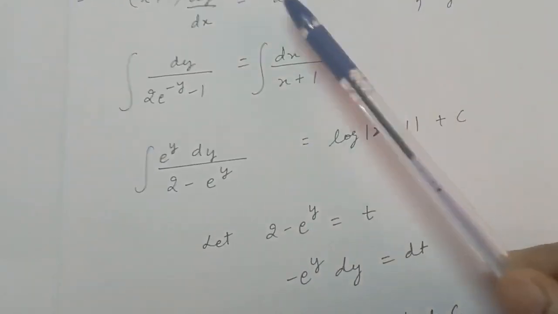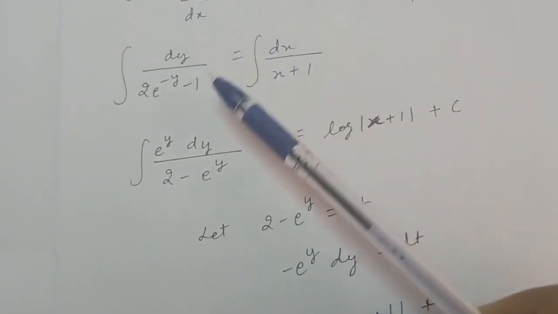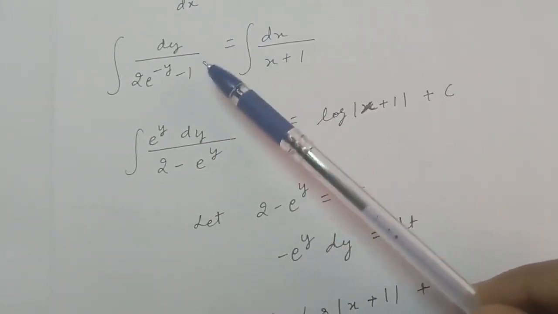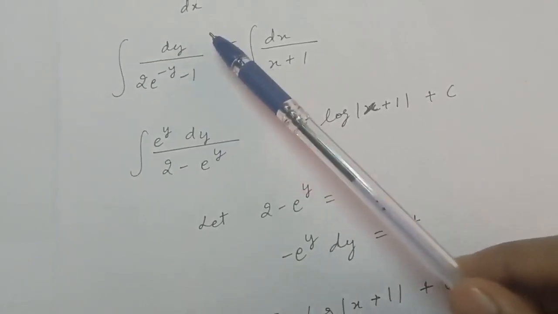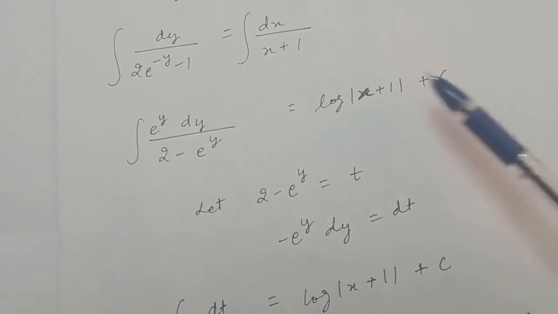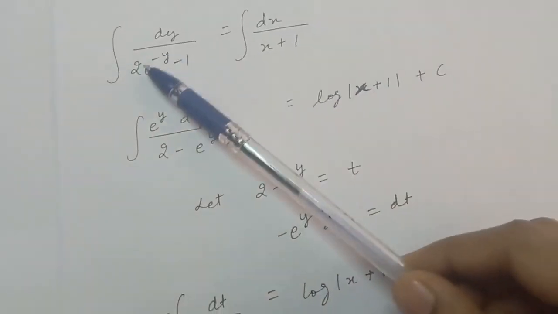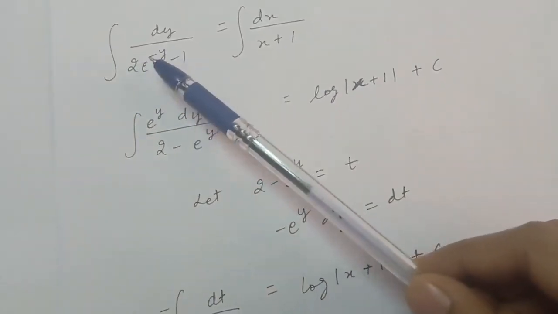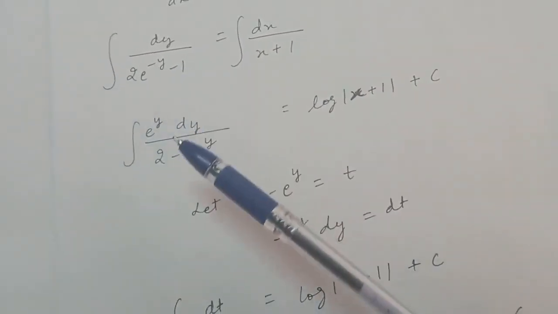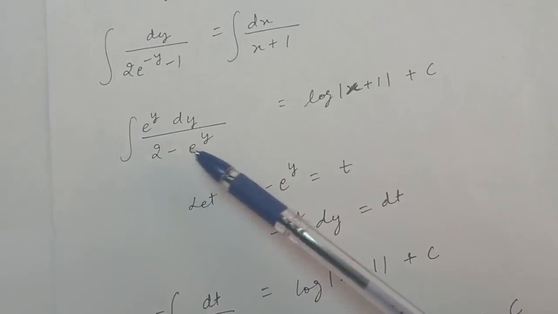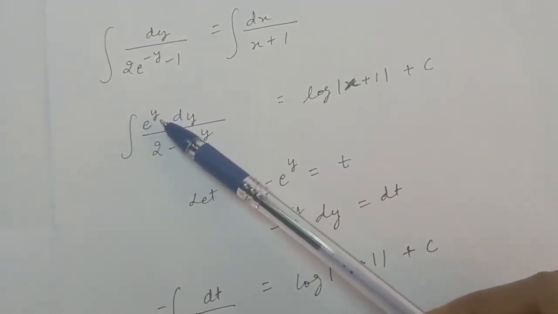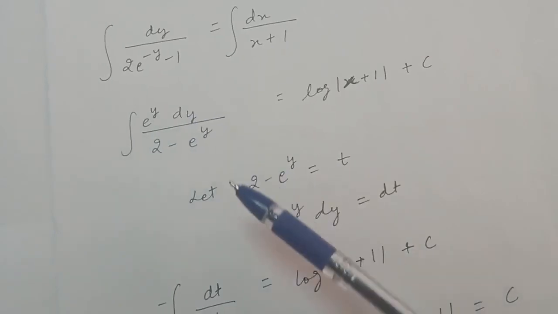So first of all, it can be easily seen that we can separate the variables, right? Separate the variables and then take the integral. Now see, integral of this will be log mod of x plus 1 plus c. For this, write down this e raised to the power minus y as 1 upon e raised to the power y, and then take LCM. So you will get 2 minus e raised to the power y, and in the numerator you will get e raised to the power y into dy.